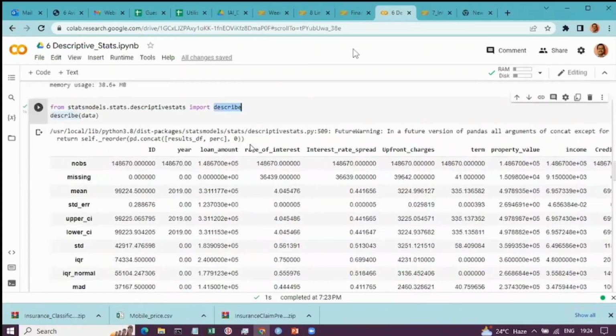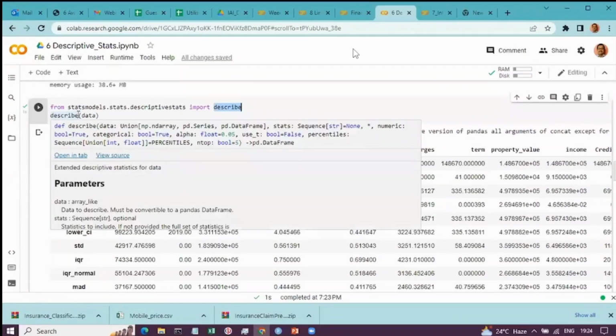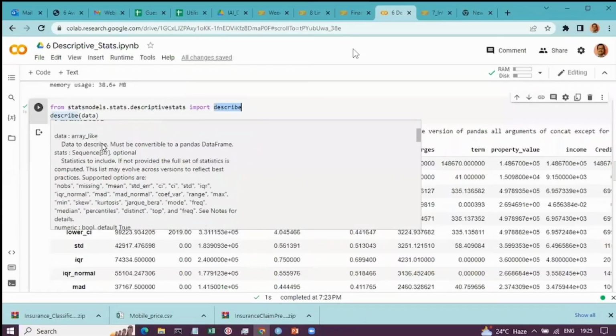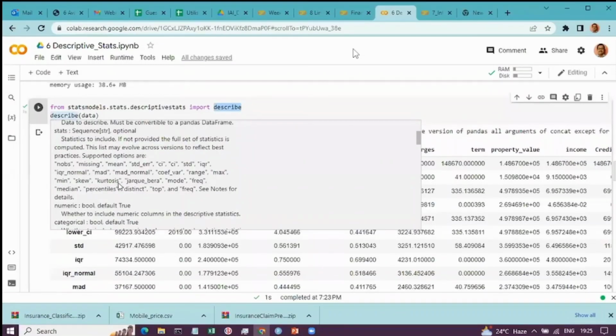The describe typically works with numerical data by default. So you could very well see that it has given the calculations for a lot of numerical variables. These are the various stats that it typically gives, right? Number of observations. We'll discuss each one of them.